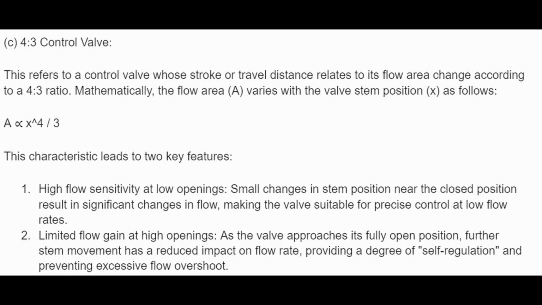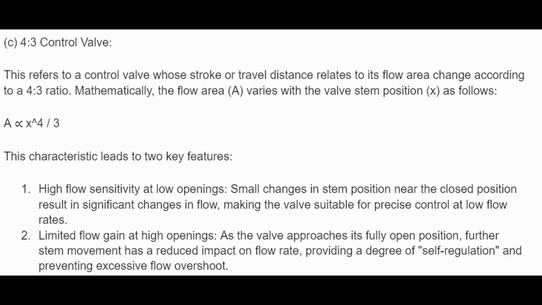C. 4-to-3 control valve. This refers to a control valve whose stroke or travel distance relates to its flow area change. And this characteristic leads to two key features. 1. High flow sensitivity at low openings. Small changes in stem position near the closed position result in significant changes in flow, making the valve suitable for precise control at low flow rates.